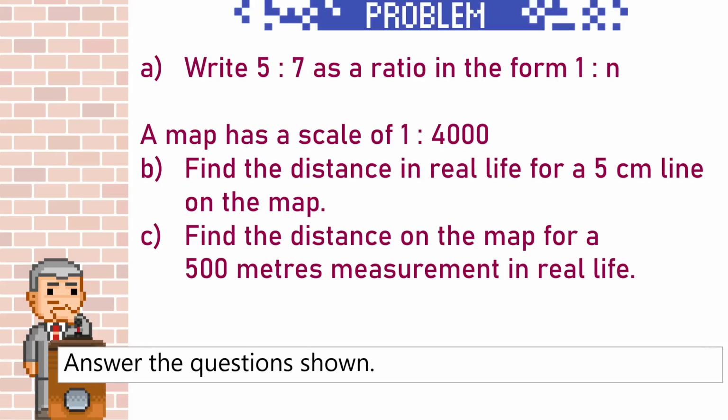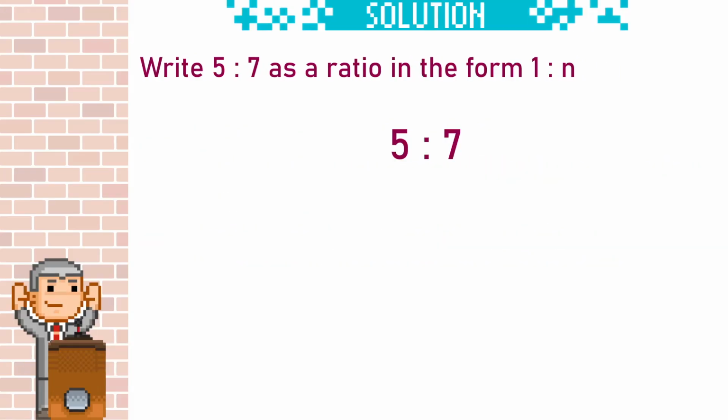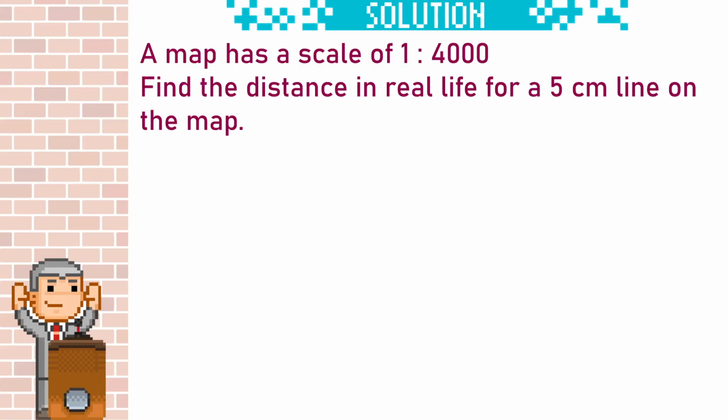Let's have a look at these questions. We're asked to write 5 to 7 as a ratio in the form of 1 to n. We know we need to divide both sides by 5 to get that 5 to become 1. 7 divided by 5 is just going to be a fraction of 7 over 5, which we can write as 1 2/5.